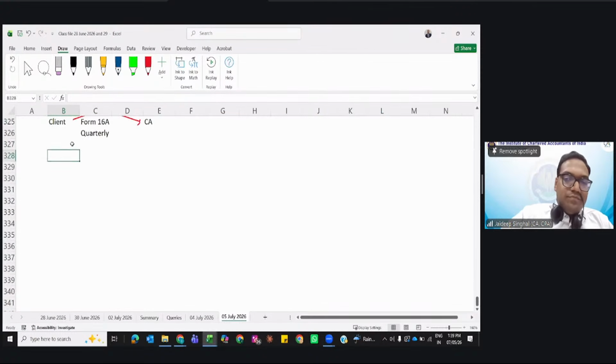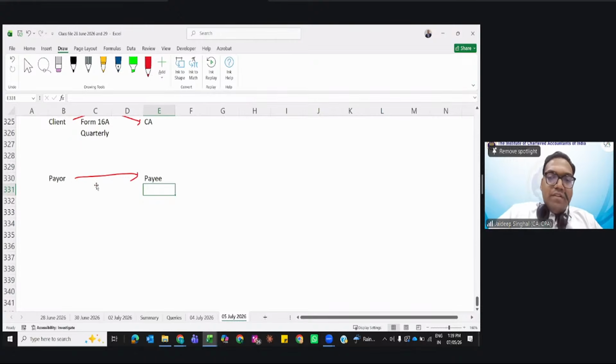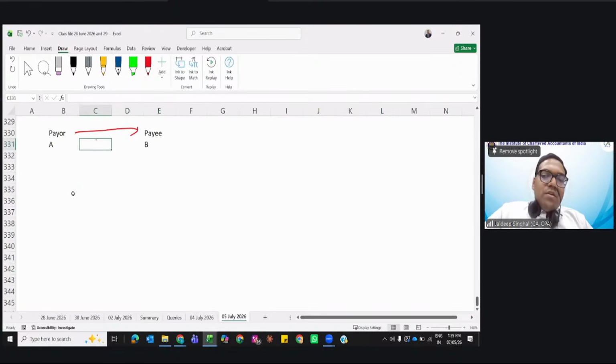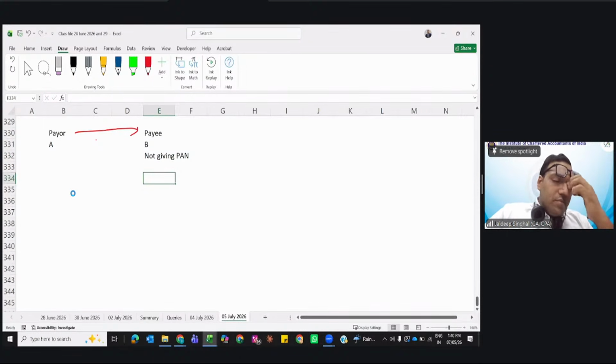If the payer has to give 1 lakh, they have given 90K here. The payer is Mr. A, and let's suppose this is Mr. B. Now the payee is not giving the PAN. Now what is the risk? What is the risk the government is having? Can you tell me the risk which the government is having? Maybe the payee will not declare the income. The payee may not show income and may not pay taxes.